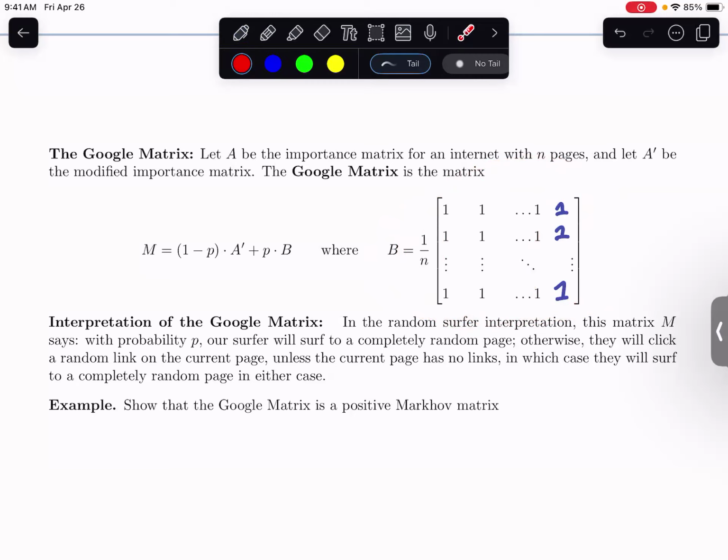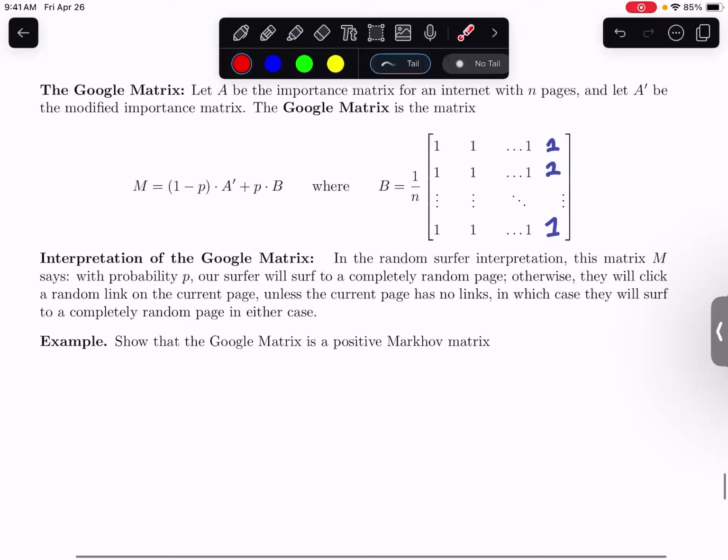Okay, so this is what's known as the Google matrix. And so what's going on with the Google matrix? This is something you can talk a lot about, but I don't have that much time, so I'll just give you a basic interpretation.